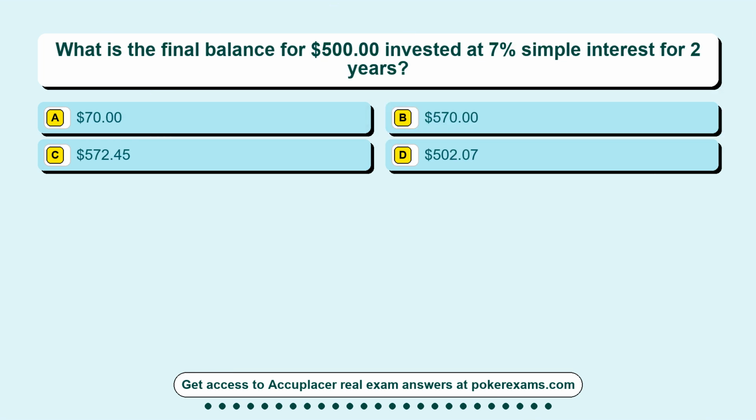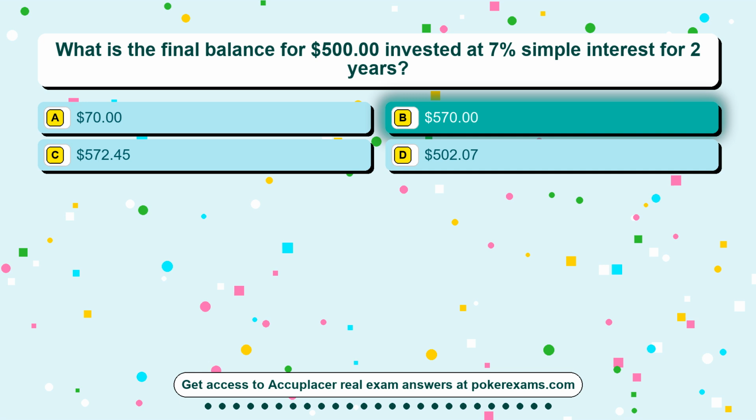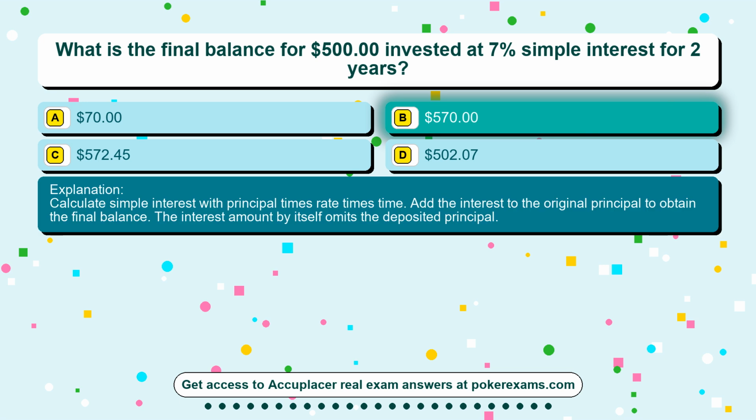Question 2. What is the final balance for $500 invested at 7% simple interest for 2 years? Option A $70, option B $570, option C $572.45, option D $502.07. The correct answer is option B, $570. Calculate simple interest with principal times rate times time. Add the interest to the original principal to obtain the final balance. The interest amount by itself omits the deposited principal.